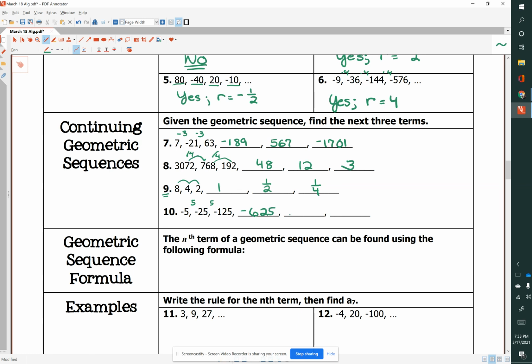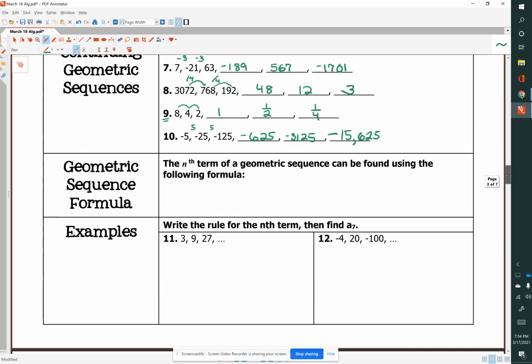If we multiply that by +5, we'll have -3125. And multiplying that by +5, we have -15,625.